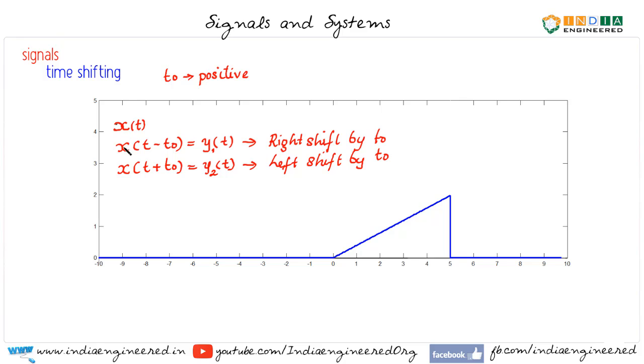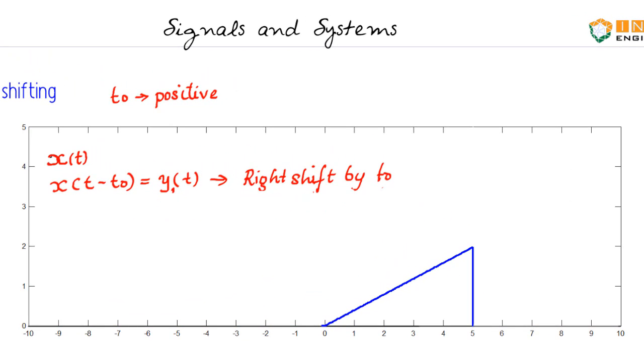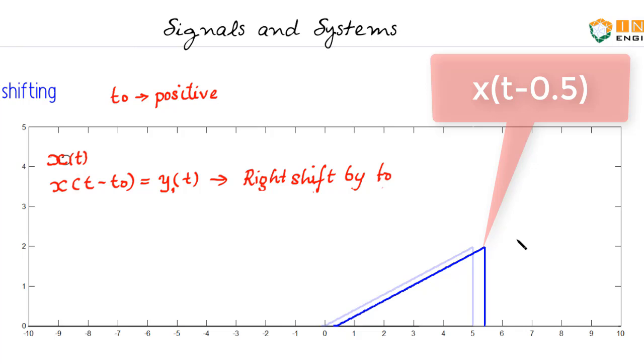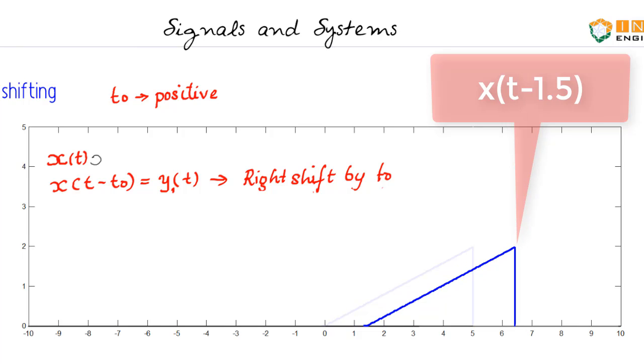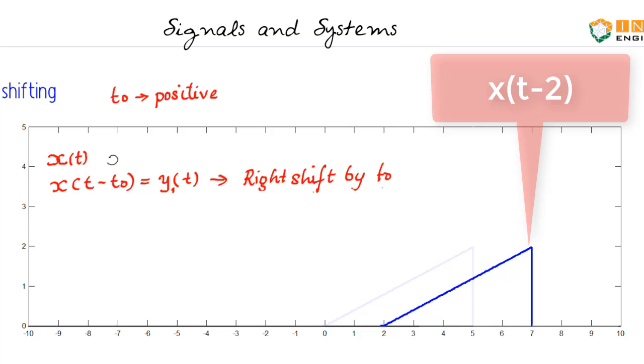Now let's consider the first case. Let's say t naught equal to 0.5. That means the signal should shift right by 0.5. So the signal will look like this. This is x of t minus 0.5. Now this is x of t minus 1, t minus 1.5, t minus 2, and so on.